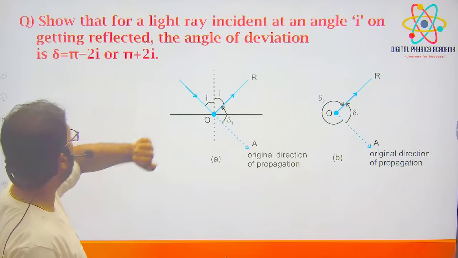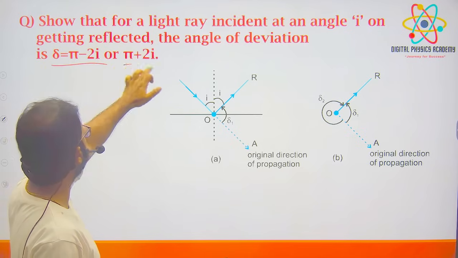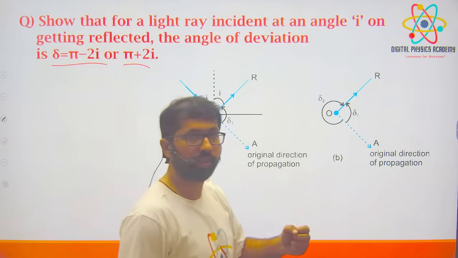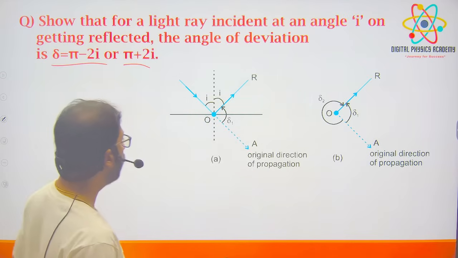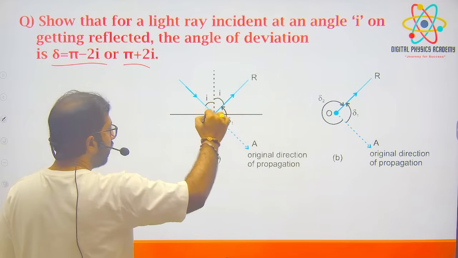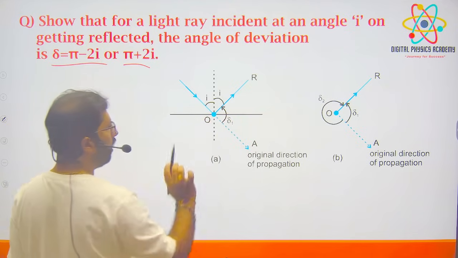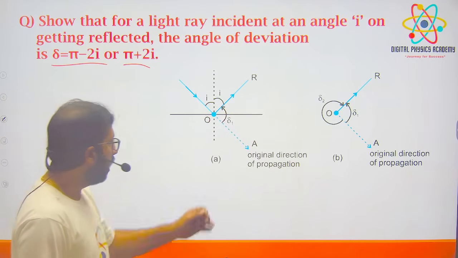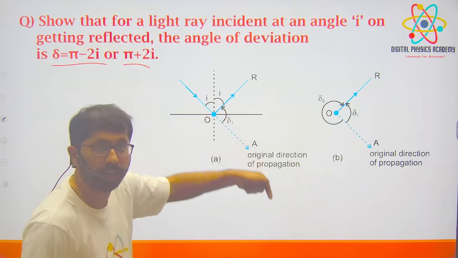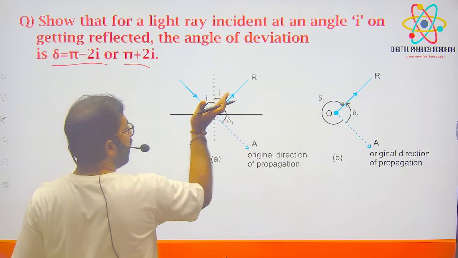Chalo. We will show that for a light ray incident at an angle i, on getting reflected, the angle of deviation, which we call delta, is delta equal to pi minus 2i, or pi plus 2i. This is a result you have to remember. Look, this is a plane surface. I am incident a light like this with an angle of incidence i. Definitely the angle of reflection will also be i. If there were no plane surface, the ray would have gone straight. But because of the plane surface, the reflection is like this, right?